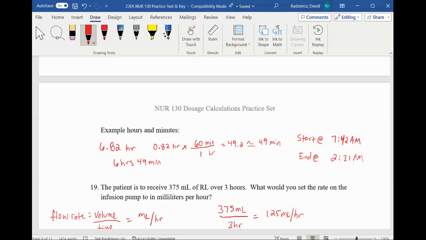I didn't get quite on that, like 2:31. You said it started at 7:42 a.m. Mm-hmm. And it takes 6 hours and 49 minutes. So 6 hours from 7:42 would be 1:42 p.m. Oh, okay. And then you got to add the 49 minutes. Oh, okay. I got it now. Okay.